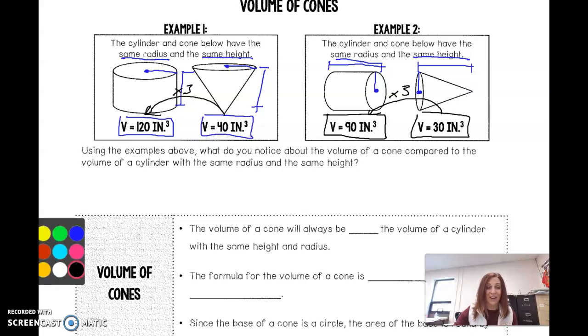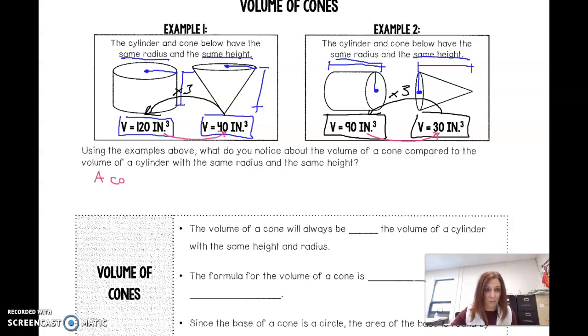Now, let's think of it the other way though. What do we do to 120 to get 40? What do we do to 90 to get 30? Well, we're dividing by 3, right? Or we can think about it as multiplying by a third. So here's what we're going to say.